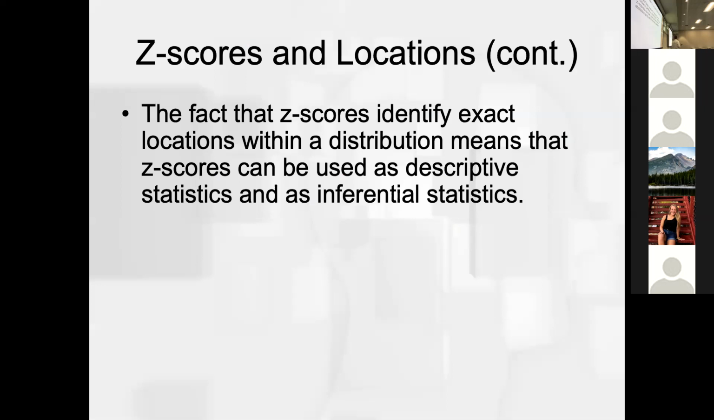So the fact that z-scores identify the exact location within a distribution of that score means that you can use z-scores as both a descriptive statistic, so a statistic that's telling us about the data, and an inferential statistic, which is giving us probability.